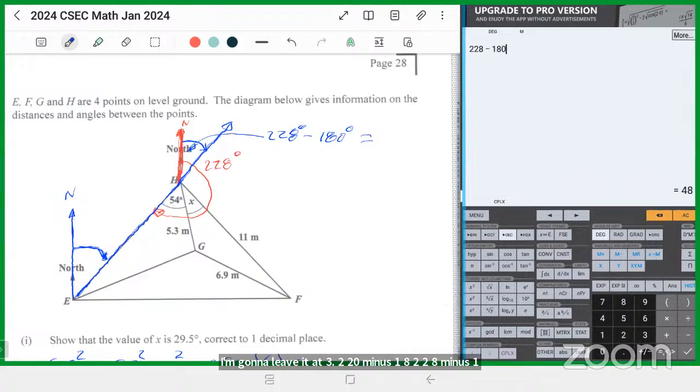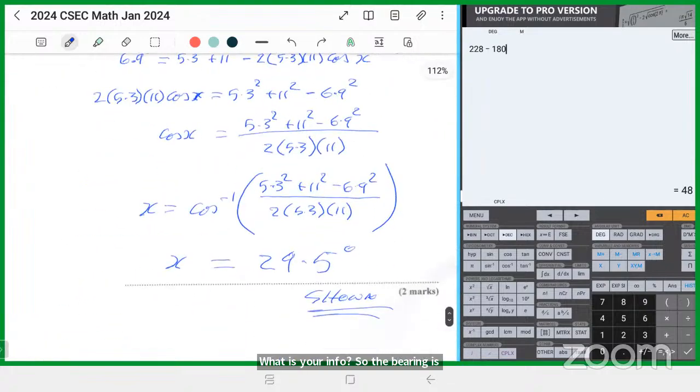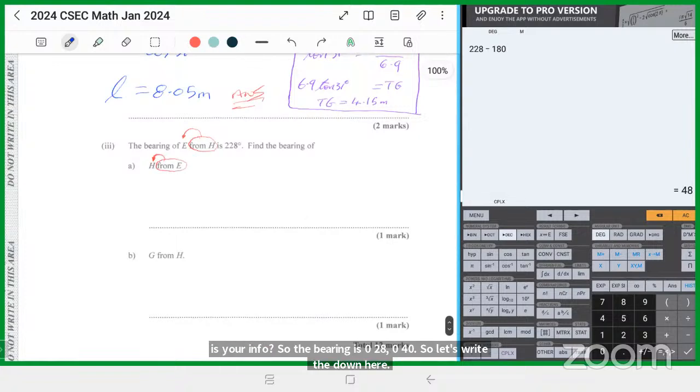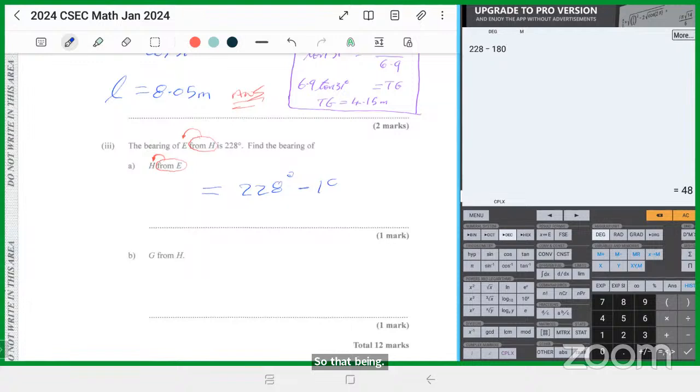If we do it the other way, we're going to get the same 48 degrees here. But because it's bearings, I will put 0 in front of it, guys. You have to put 0 in front of it because it's bearings. Bearings must always be given with 3 digits. Put a 0 in front of it. So the bearing is 048. So let's write it out down here. That bearing angle becomes equal to 228 degrees minus 180 degrees. You have to put 048 degrees because it's bearings.